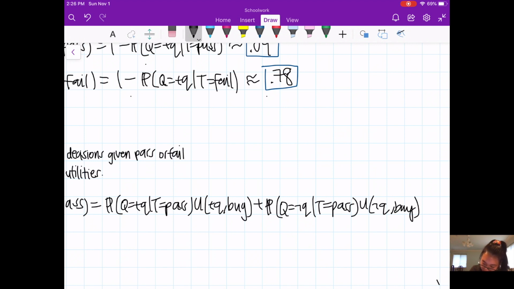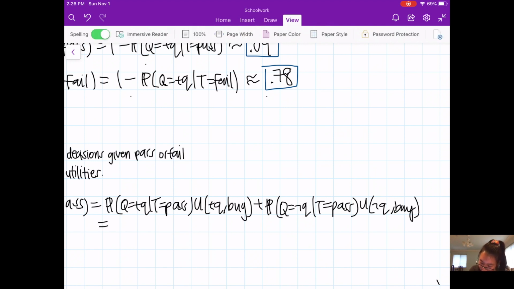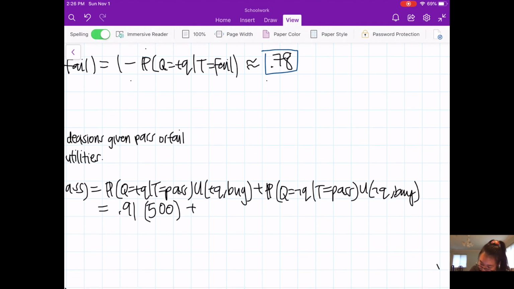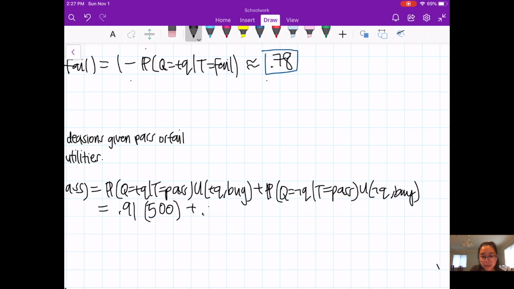Cool. And we can use the previous values we got, so 0.91 times, if you end up buying it, you will gain 500, like what we talked about in part A. That is a 5. And then if it is not good, but it still passed, then 0.09, and you will lose 200. So that will end up being about 437.